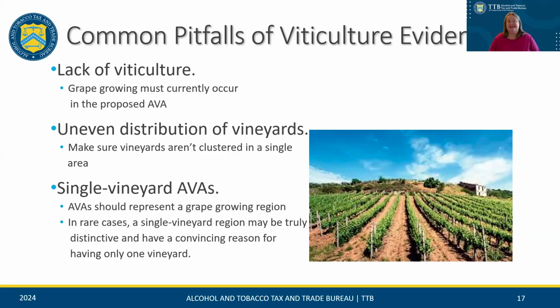Another thing to avoid is single vineyard AVAs. AVAs should represent an entire grape growing region and not just be a vanity project for someone's private vineyard. Now, in rare cases, a single vineyard region may truly be distinctive, and you may have a very convincing reason for having only one vineyard in your proposed AVA. But these cases are quite rare, and you should try to avoid single vineyard AVAs if possible.